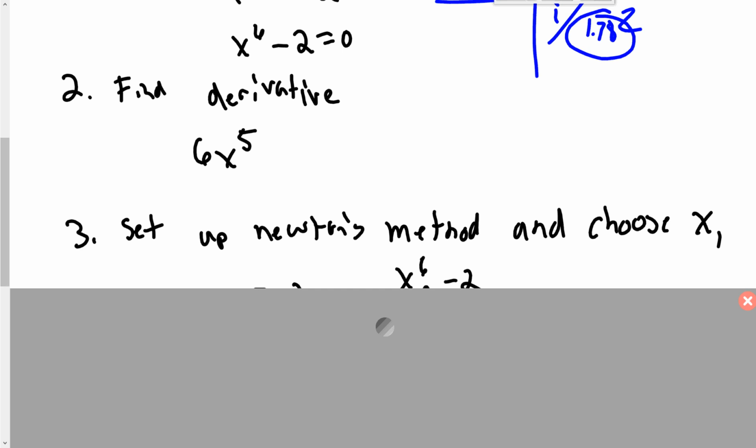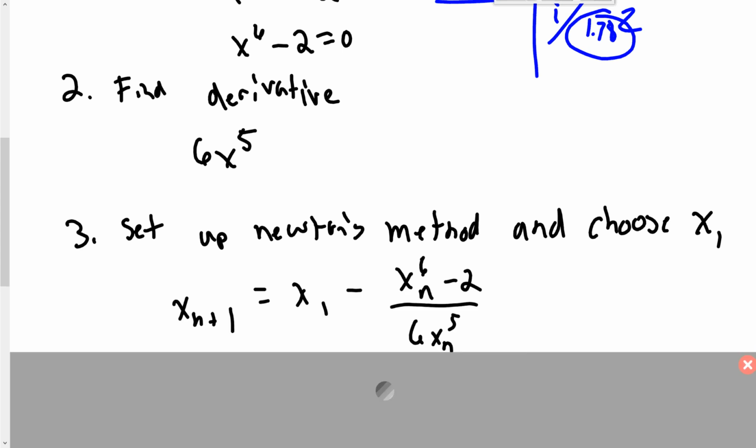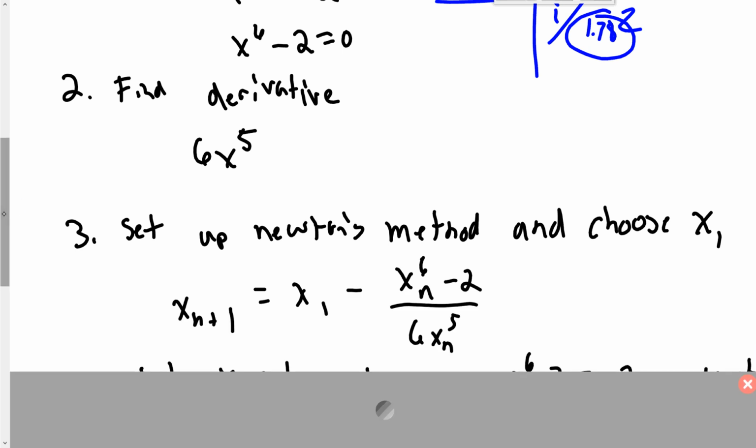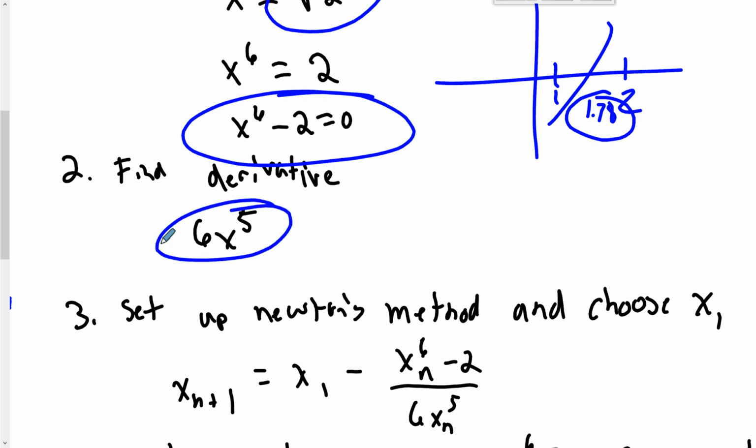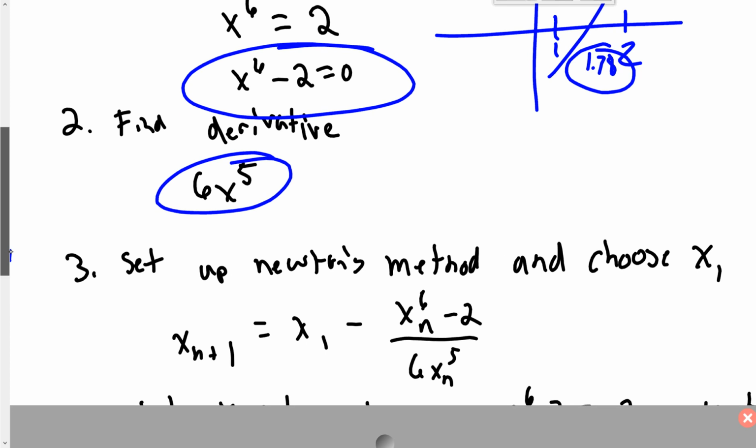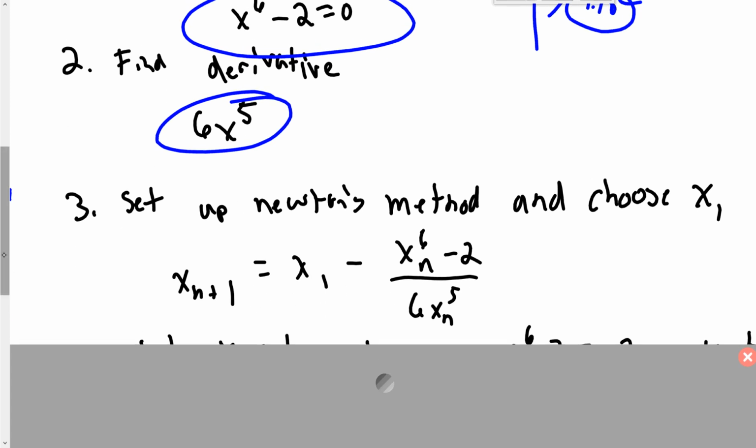So here's kind of the longer way. You might have to go back through this and pause it a few times. But here's our equation that we could work with. Okay, so rework that. And then we can take the derivative of that, which is here, and then we can write Newton's method.